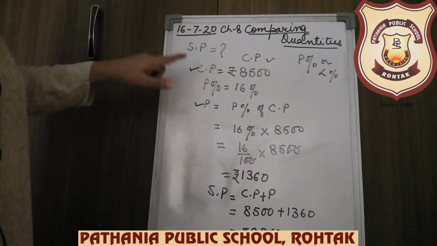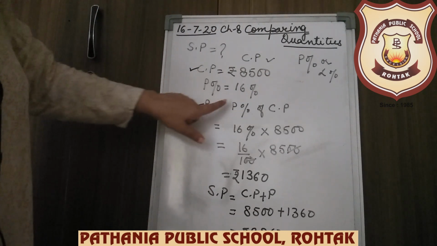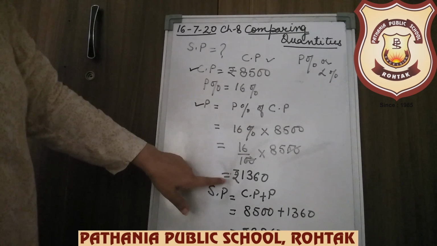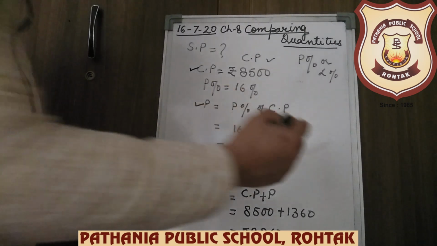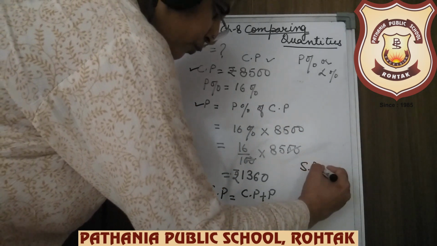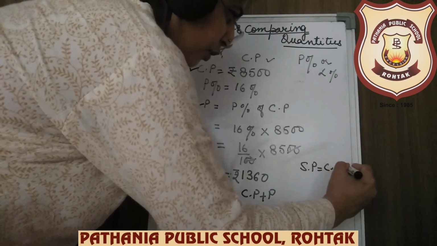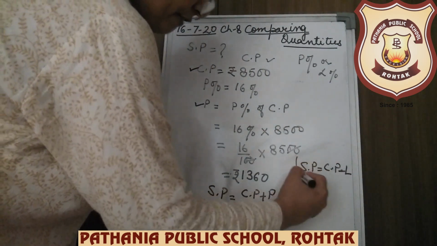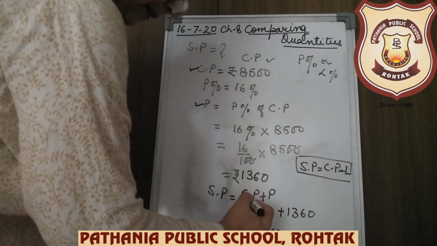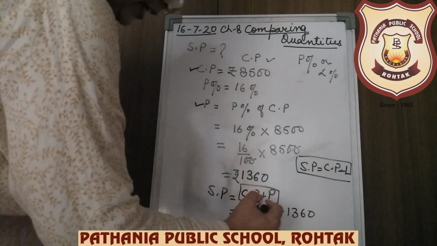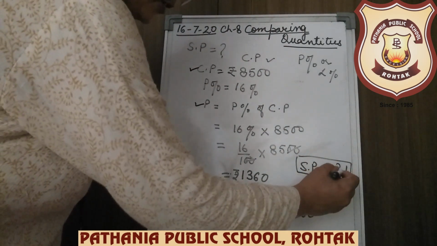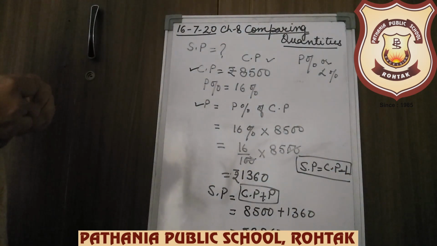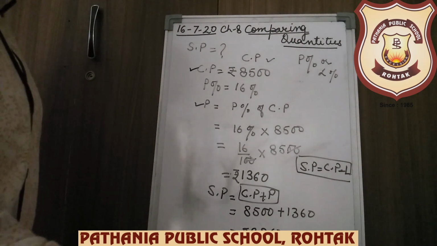Now suppose loss percent is given, this step is going to be the same and you will get the loss here. Clear? When the loss is there, SP will be equal to CP minus loss. Only this thing is going to be different when there is loss. Here, instead of writing the addition sign, you are going to subtract because SP is smaller in case of loss. Is this thing clear to everyone?